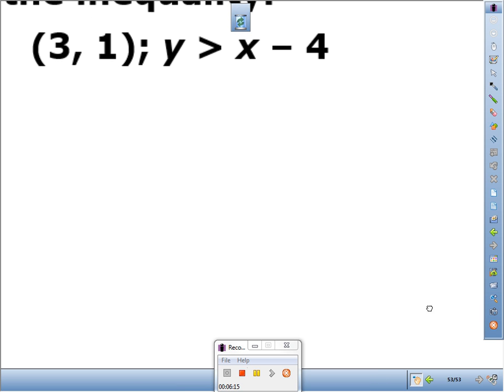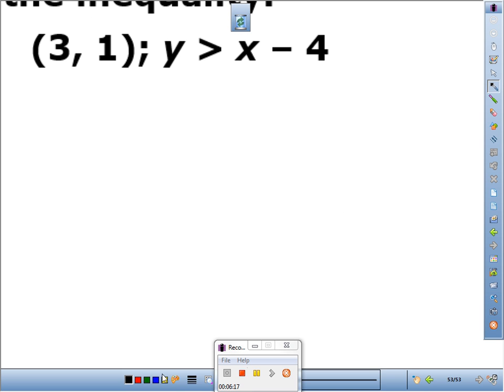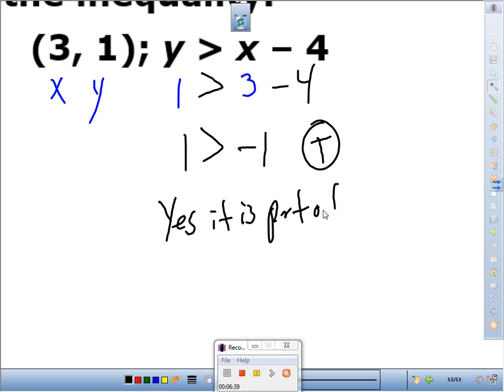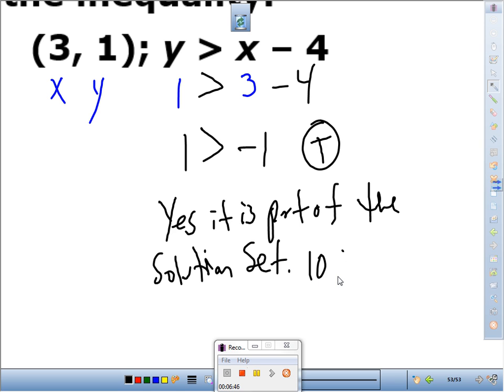So, let's see. You label this one x, y. You substitute. This is 3, this is 1. Bring everything else down, the greater than, the minus, and the 4. This becomes 1 greater than negative 1. Is 1 greater than negative 1? Yeah, that's true. So then you write, yes, it is part of the solution set.